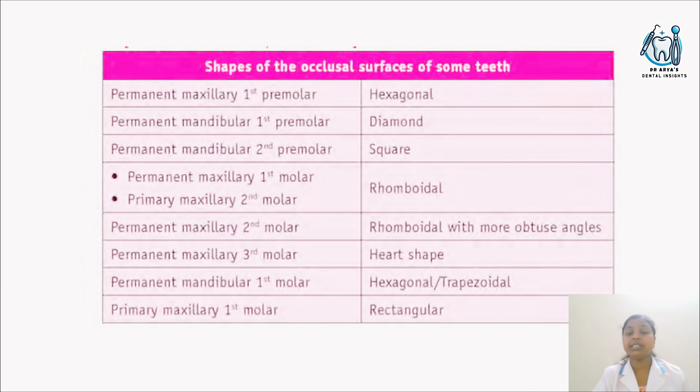Then the shape of the occlusal surface of some teeth. Permanent maxillary first premolar, it is hexagonal. Permanent mandibular first premolar, it is diamond. Second premolar, it is square. Maxillary first molar, rhomboidal. Maxillary second molar is also rhomboidal. Then permanent maxillary second molar, rhomboidal with more obtuse angles. Maxillary third molar is heart shape. Mandibular first molar is hexagonal or trapezoidal, and maxillary first molar is triangular.